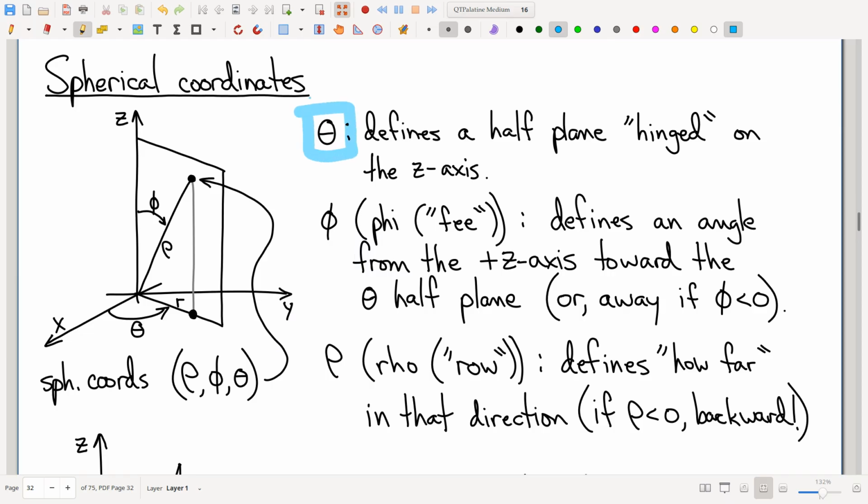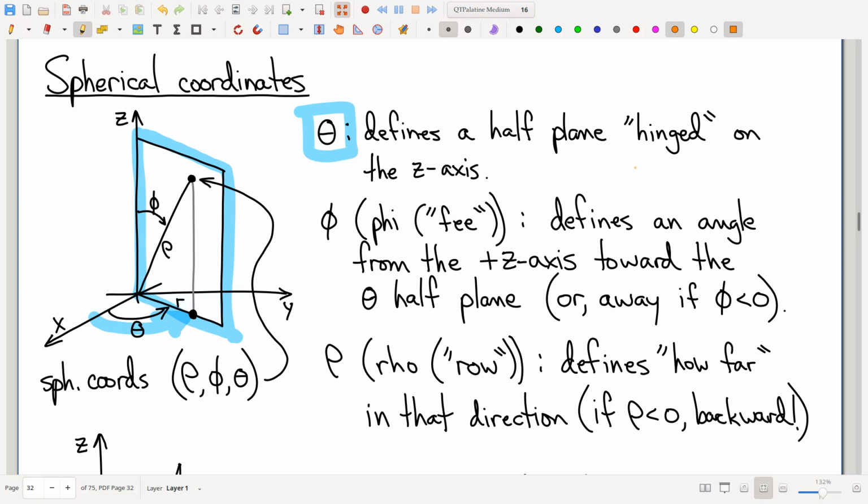Theta, like I've drawn here, is the usual theta. It's the same theta from cylindrical coordinates. So it starts off kind of convenient. Again, sort of a half plane. I like this term hinged, hinged on the z-axis. It's like there's hinges, like on a door, and that door swings around like that. So hinged on the z-axis just indicates how that sort of rotates around. Is that cool? Everybody happy? Okay. All right. So that's theta.